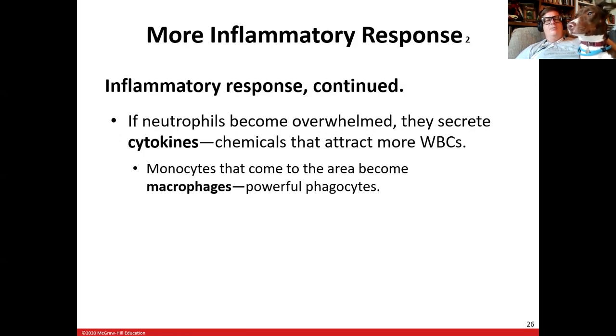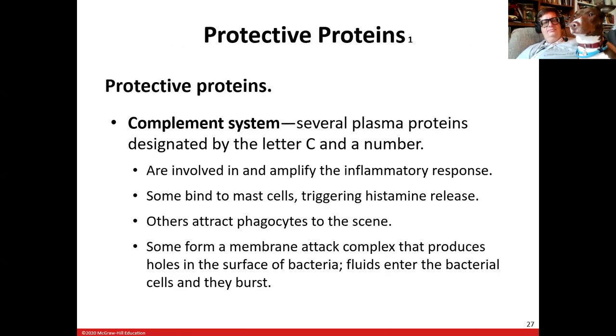If they are being overwhelmed, if they're being beaten, they will release chemicals, cytokines, that will attract other types of white blood cells to come and help them fight. An example of that would be the macrophages, which are really good at eating things. It's in their name. It means the big eater. So they'll eat invading pathogens.